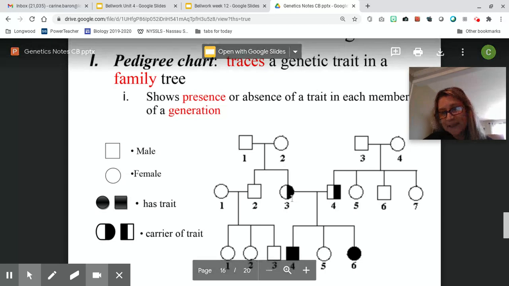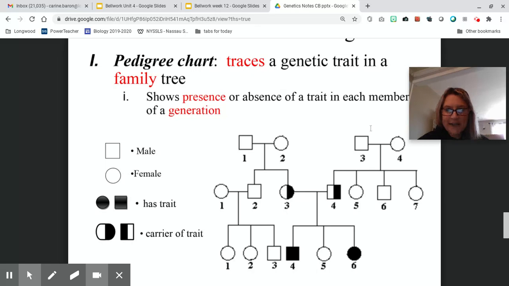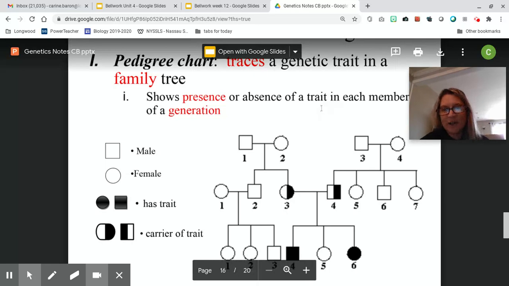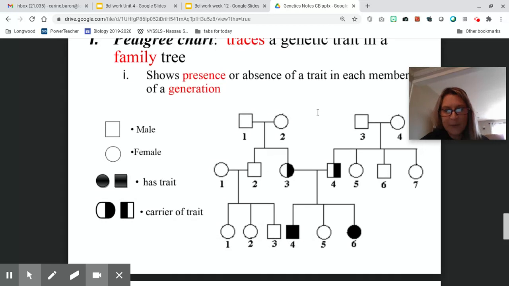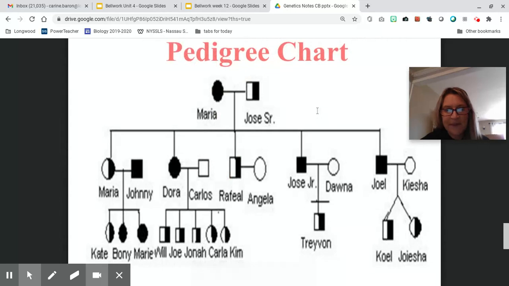Now, this isn't completely filled in because if you look over here, person number 3 had to get that trait from one of the parents, right? So we know one of these has to at least be a carrier here. And the same thing for these grandparents. There's going to have to be a carrier here to give it to person number 4. Okay, those are the basics, and then we're going to do an example where we follow a trait. So if we go to the next page, now we have some names.